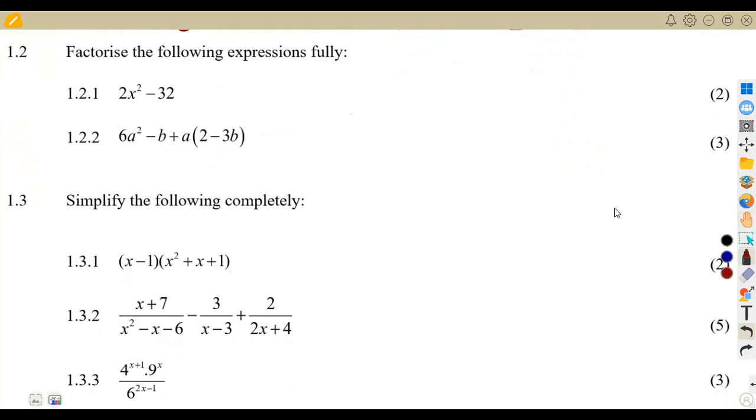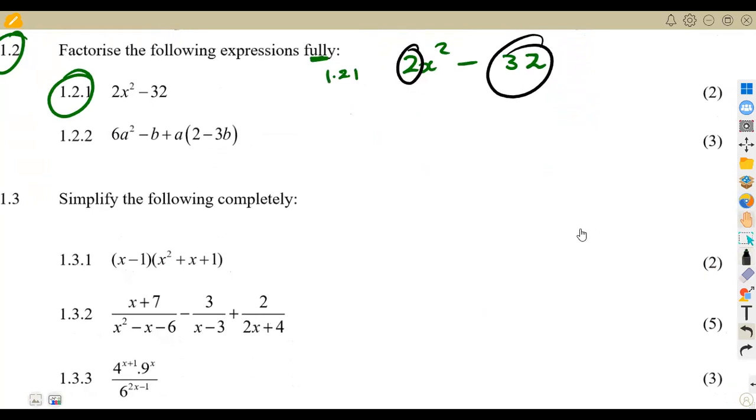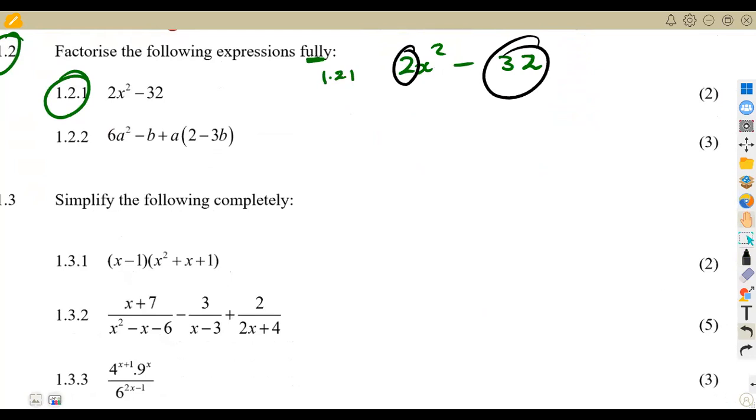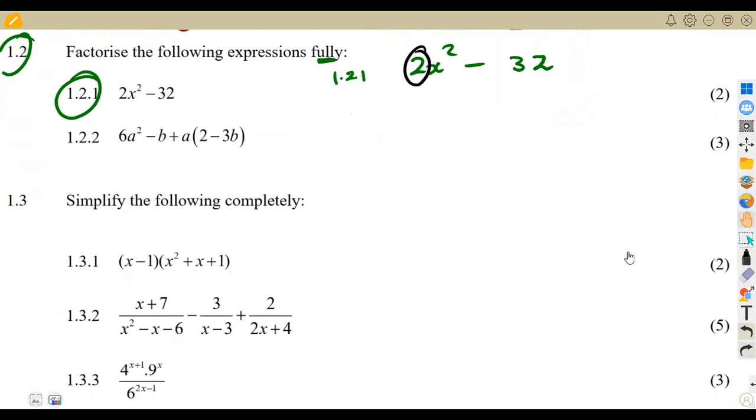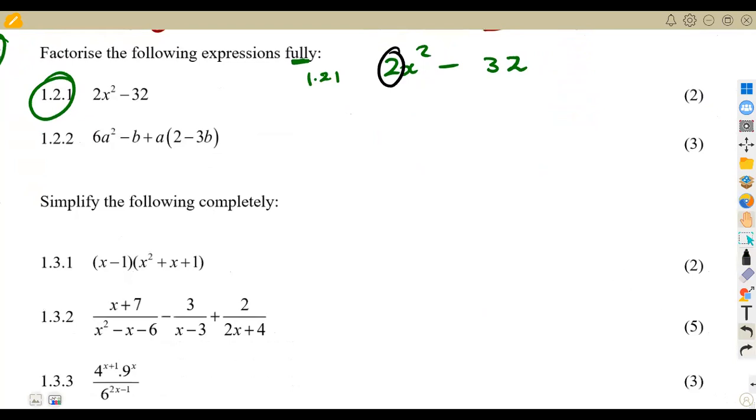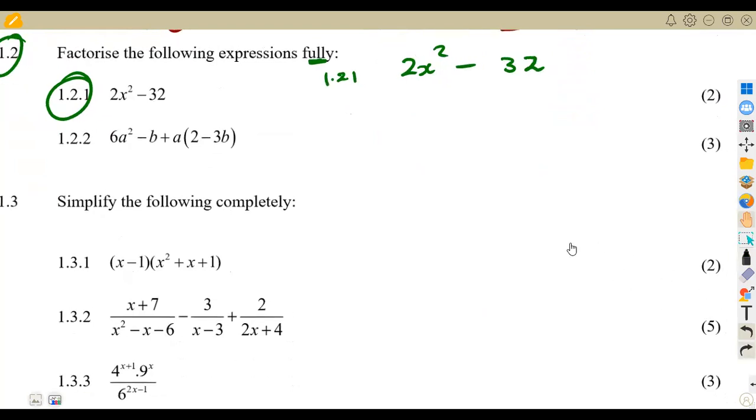All right, number 1.2, we are now given: factorize the following expressions fully. All right, we are supposed to factorize fully. 1.2.1, we are given in this case 2x squared minus 32. So if I am to consider this, I can see that there's a common term. Remember the golden rule, you're supposed to factor out what is common in the first place, right? You're supposed to factor out what is common. All right, let me just do this.